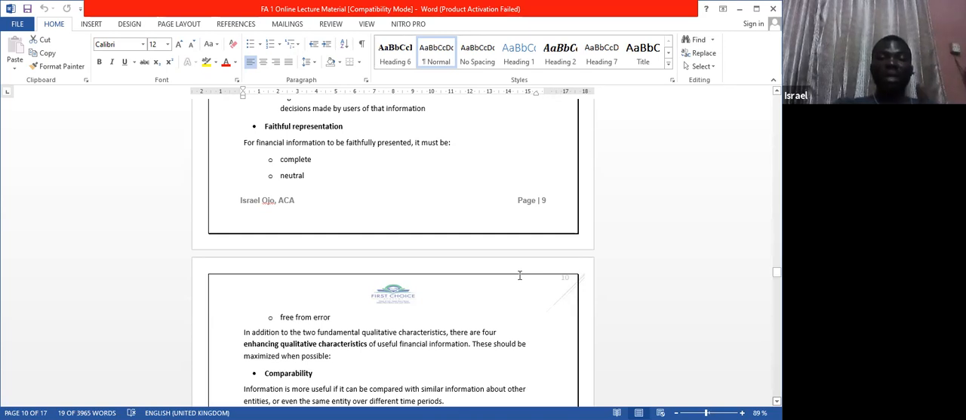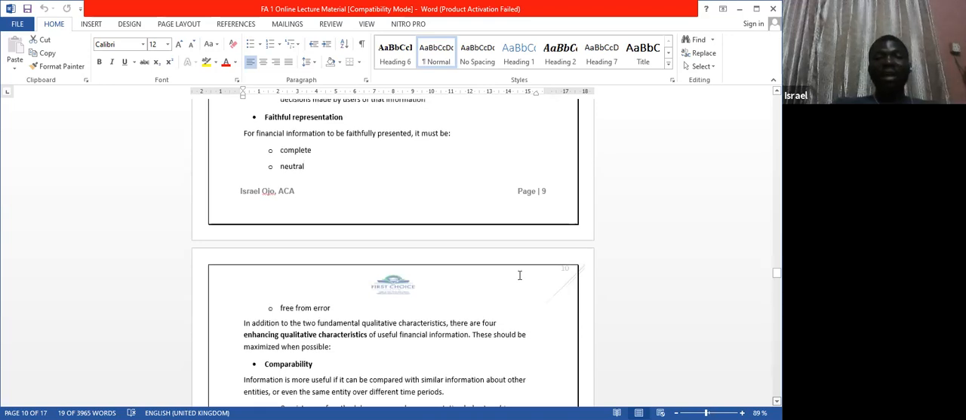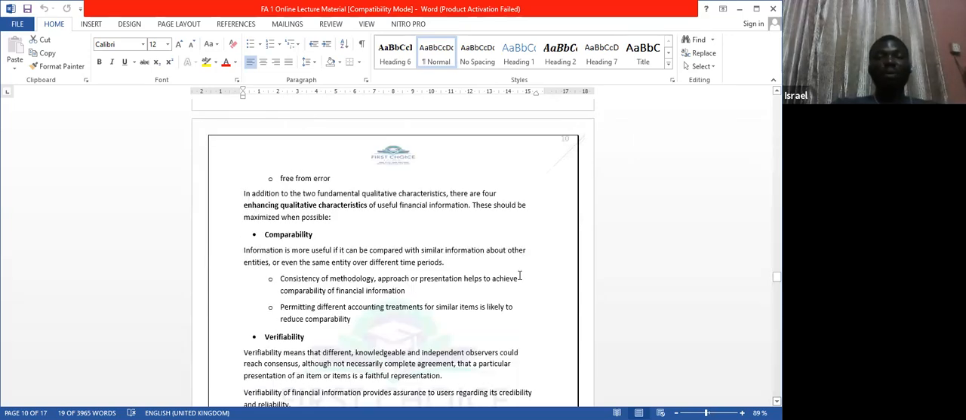We have the relevant and we have the faithful representation. Now, after that, we have what we call the enhancing qualitative characteristics. That enhancing qualitative characteristic is a backup to support the fundamental characteristic. If the fundamental is not there, there's no way the enhancing characteristic will work. So the fundamental must be in place first before the enhancing qualitative characteristics come on board.